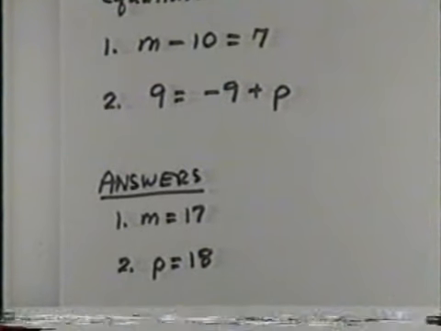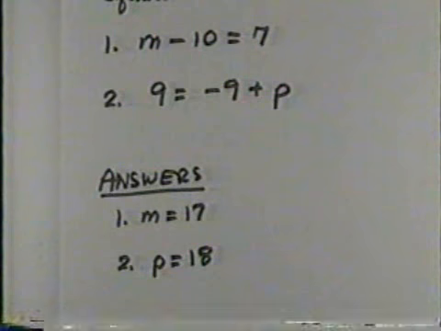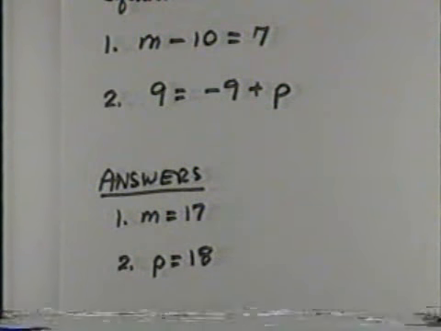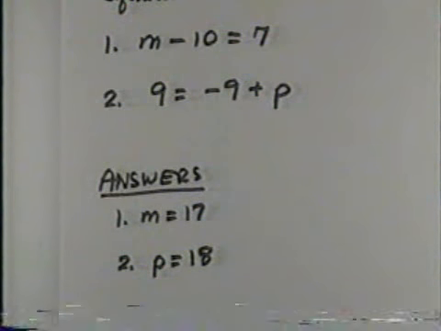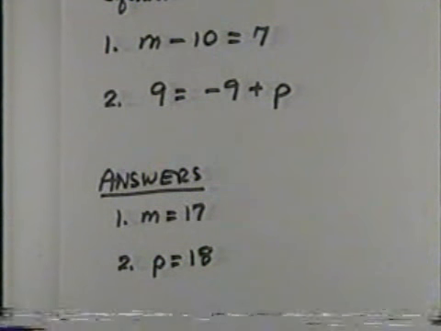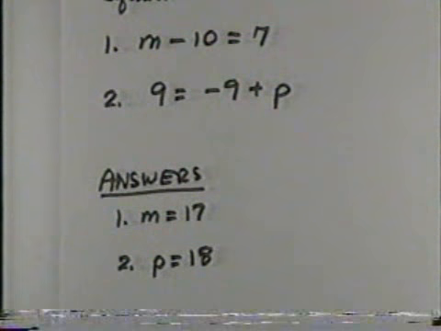Here your answers are. M is equal to 17. P is equal to 18. If you missed either of them, be sure to mark that on your paper. Try to check it yourself. If you cannot find your mistakes, be sure to ask for help.